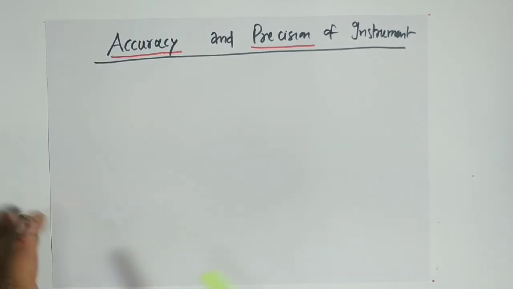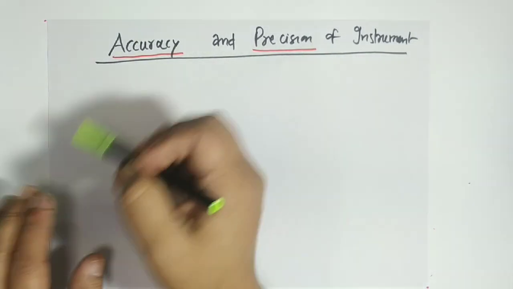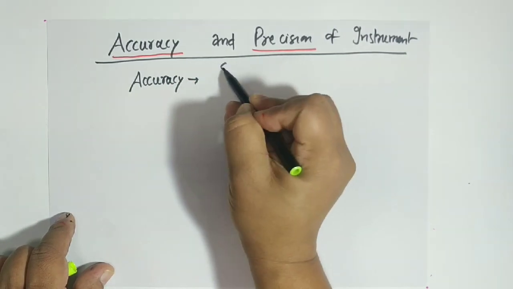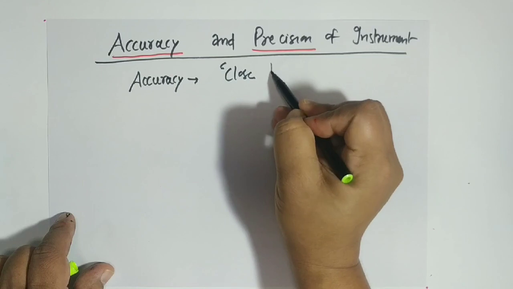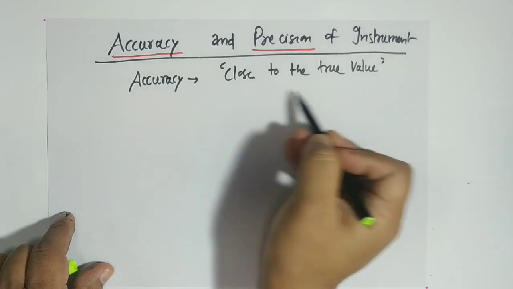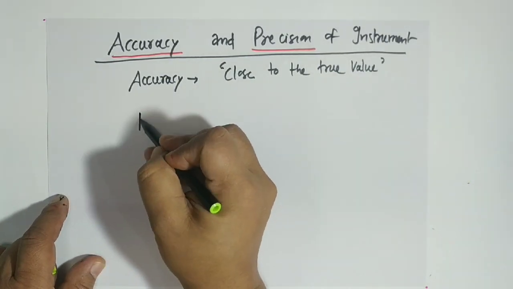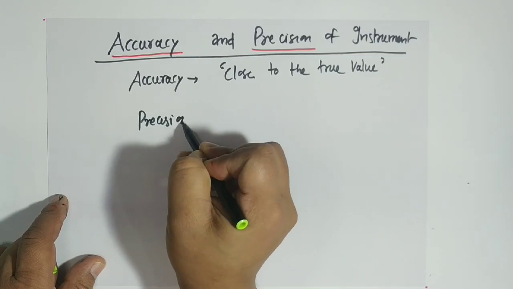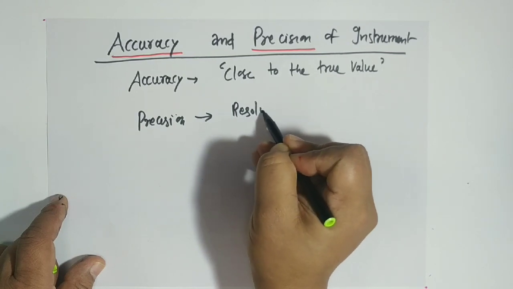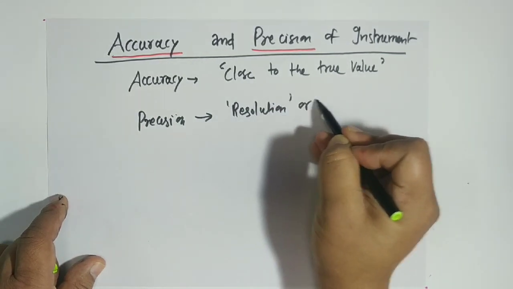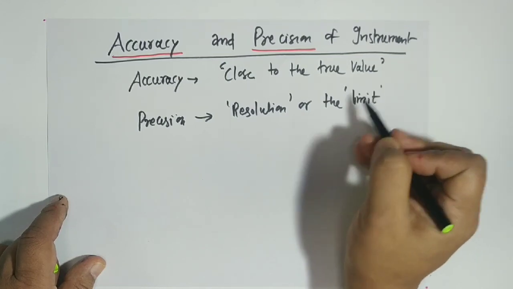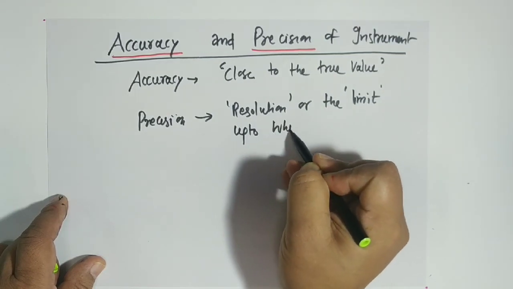Okay, so how are we going to do it? Now what is meant by accuracy? Accuracy is actually closeness to the true value. If your measured value is close to the true value, then that is accurate. And then what is precision? It is very important. It is the resolution or the limit up to which a quantity is measured.